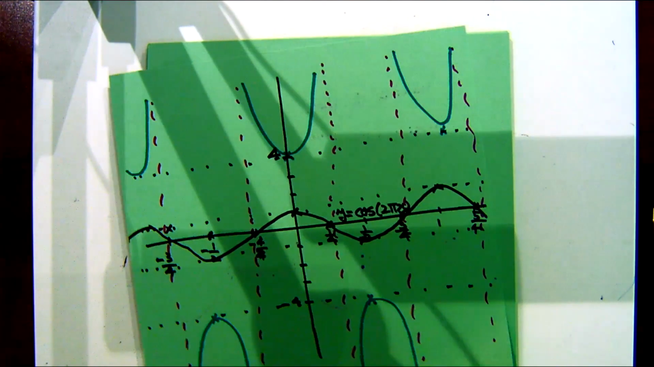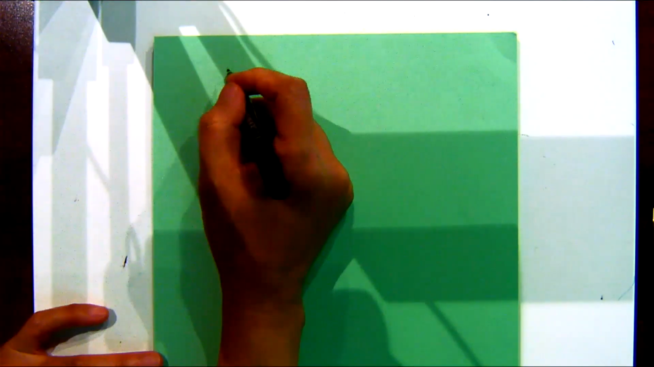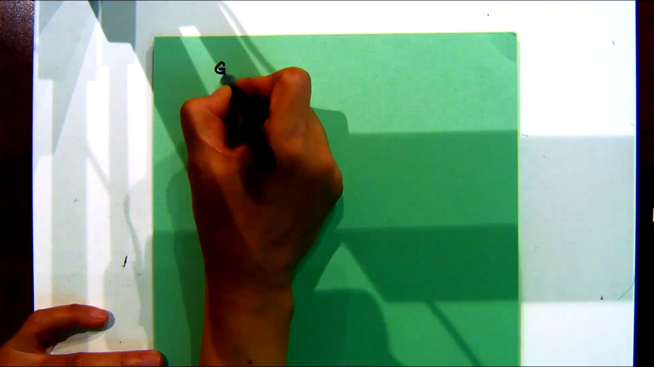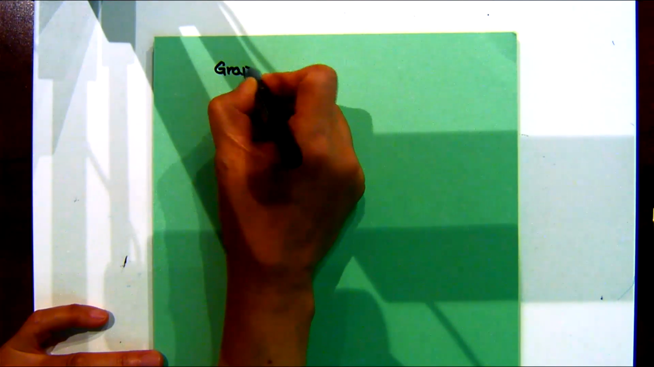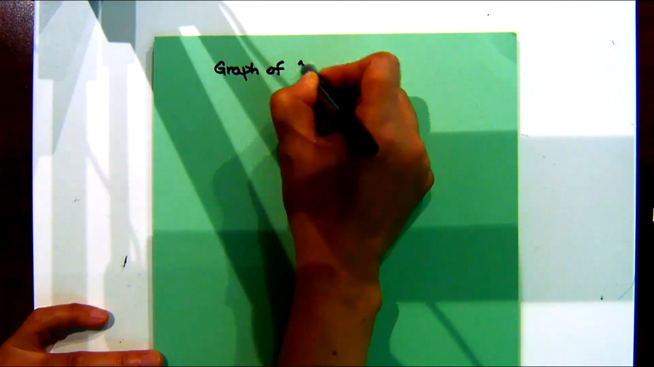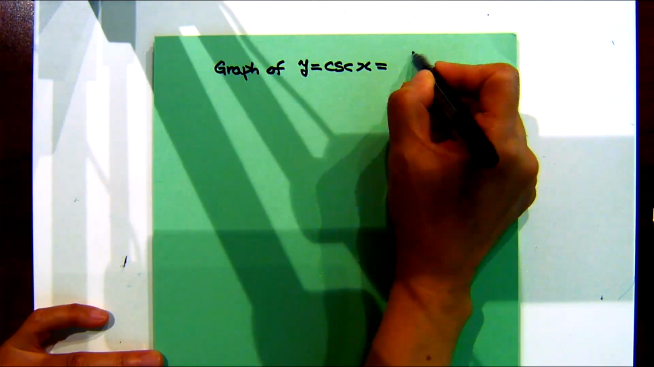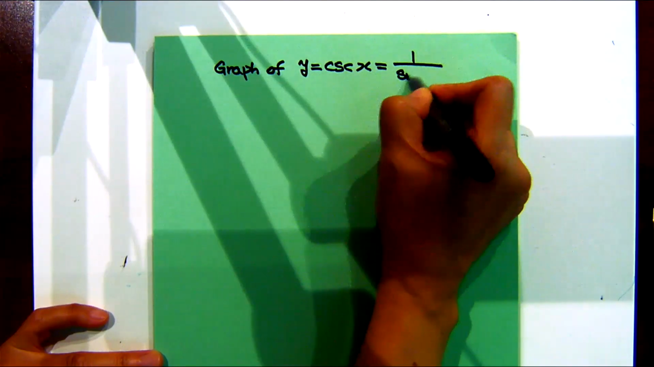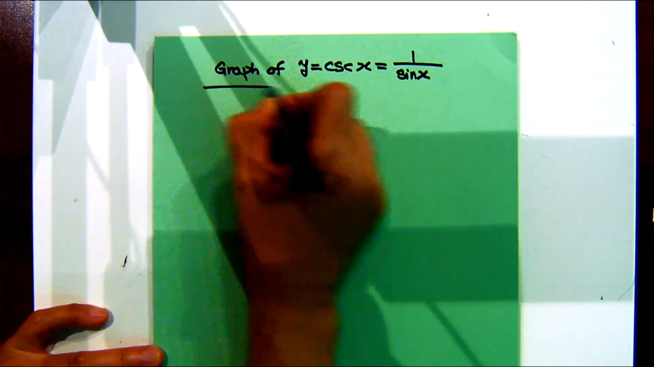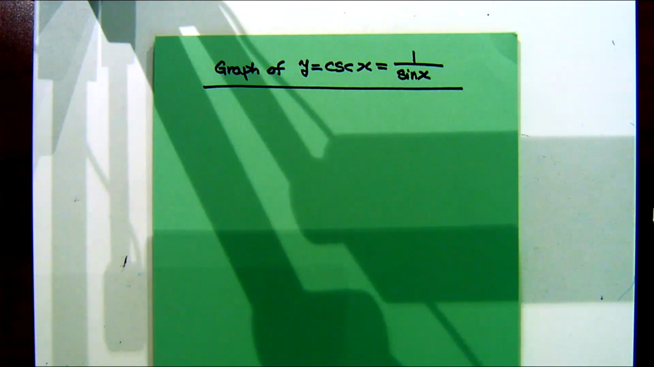The next one is about the cosecant function. We will go through a very similar process. This time we think about the graph of y equals cosecant of x, that is defined as 1 over sine of x. So this is a fraction, and then what?